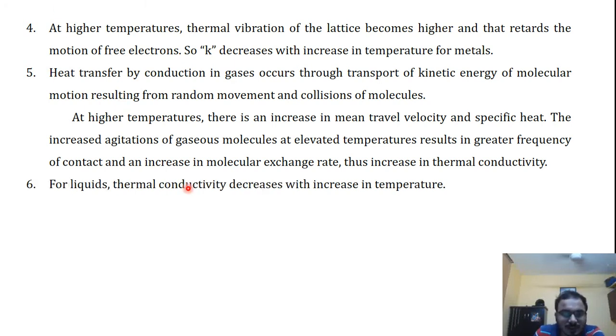For liquids, thermal conductivity decreases with increase in temperature. There is some specific formula behind this that I suggest you go through by yourself. So for liquids, thermal conductivity decreases with the increase in temperature. So if you consider all three, that is, not solid but metals, gases and liquids: for metals and liquids, thermal conductivity reduces with increase in temperature, and in gases the thermal conductivity increases with increase in temperature.